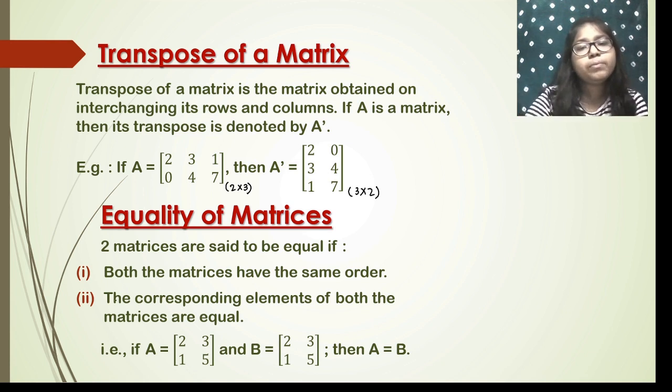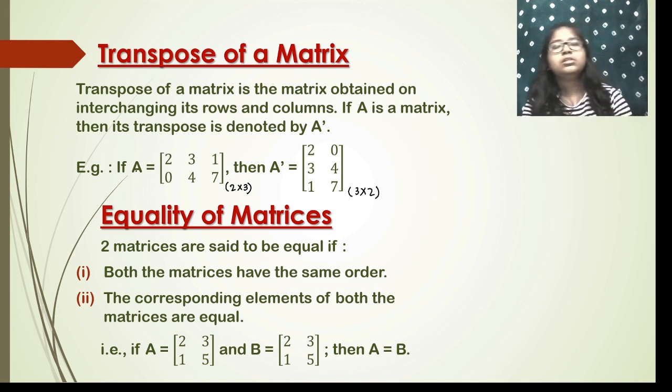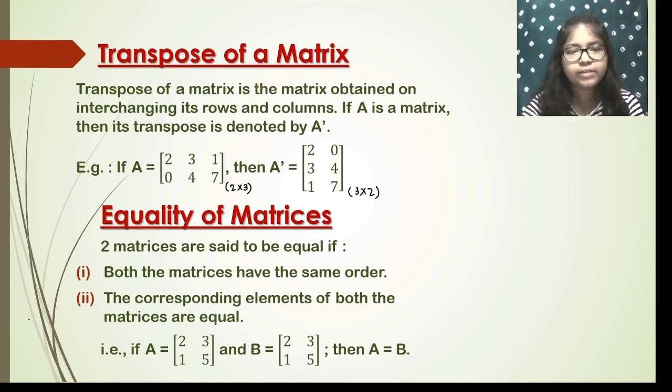Coming to the next topic, equality of matrix. Two matrices are said to be equal if the order is also same and the elements are also same. That means totally equal. Everything is equal. So here, see the elements of A and B, both are equal, so A is equal to B.